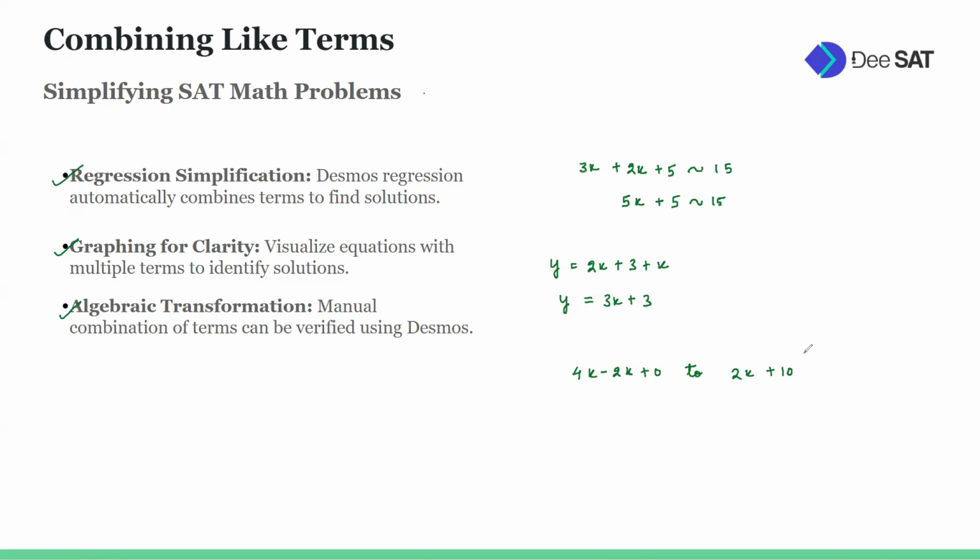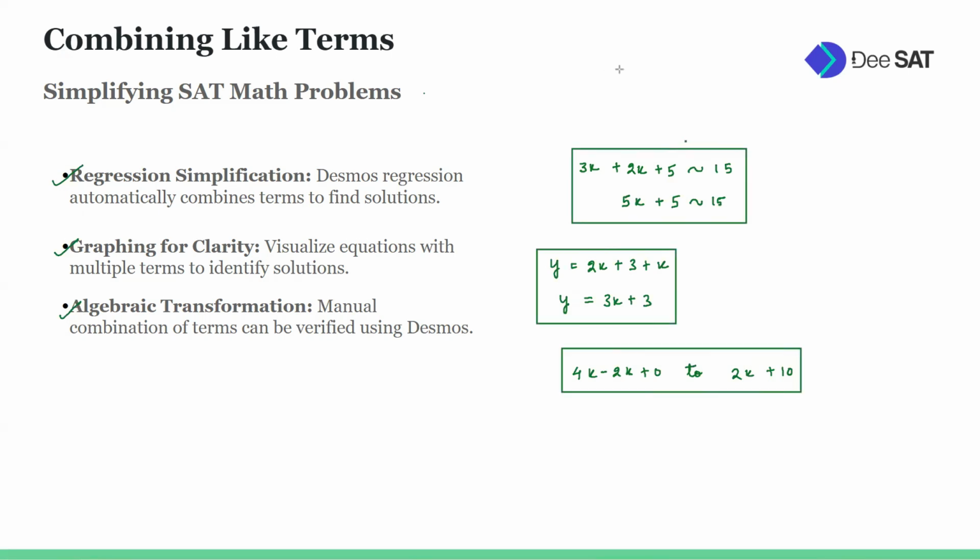Let's see all three examples one by one. So we have three examples. This is example number one, regression simplification. This is example number two, and this is example number three.